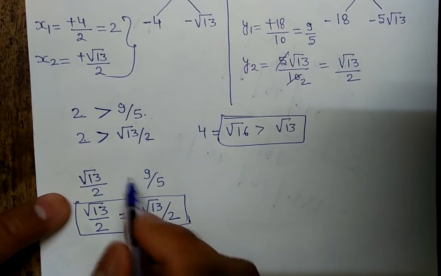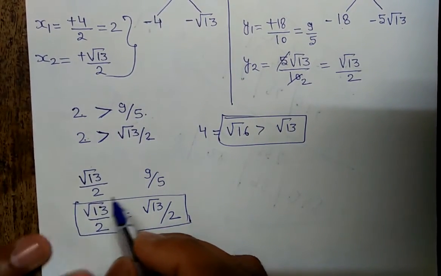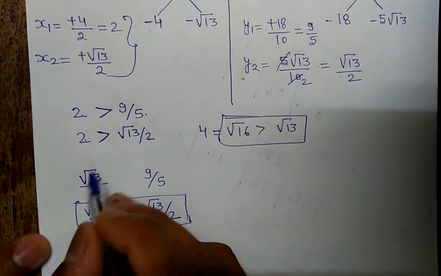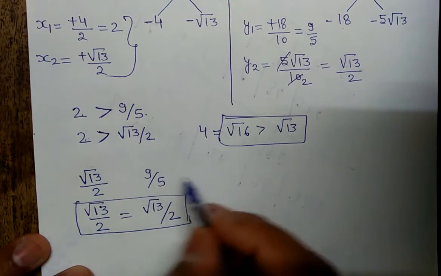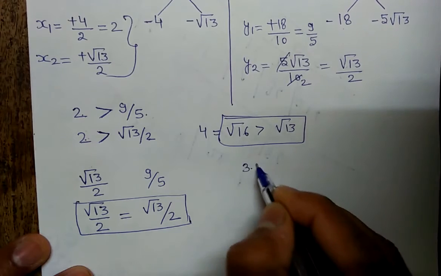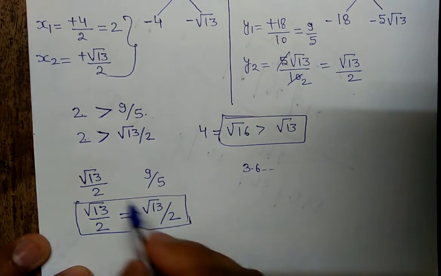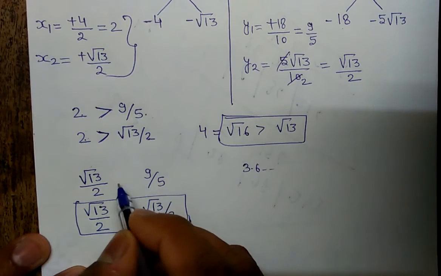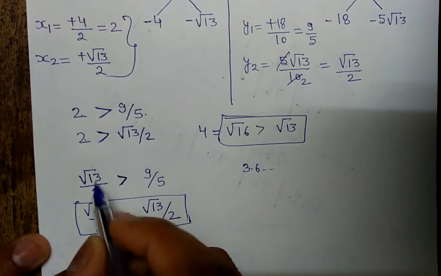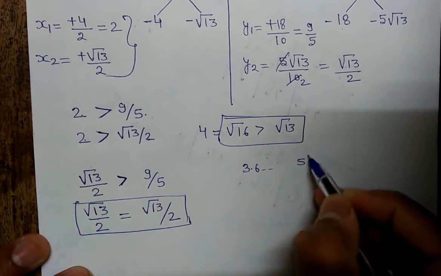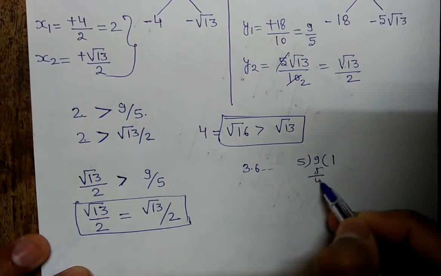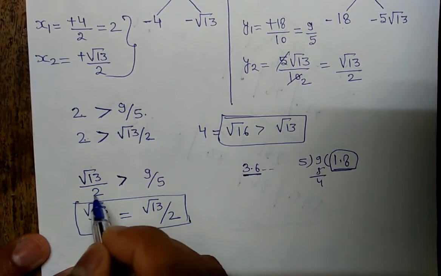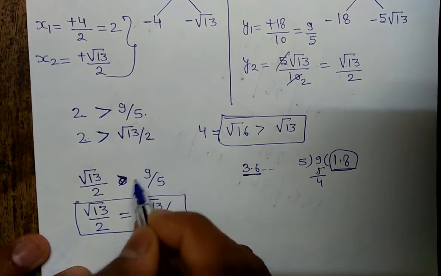Okay, I hope you got this. And similarly this part, you have to find the root value. What is root 13? Root 13 is almost 3.6 something. And this will be 9 by 5. How much will 9 by 5 be? This is 1.8, and 3.6 something divided by 2 is also about 1.8. So this is almost equal, so we can take it as equal.